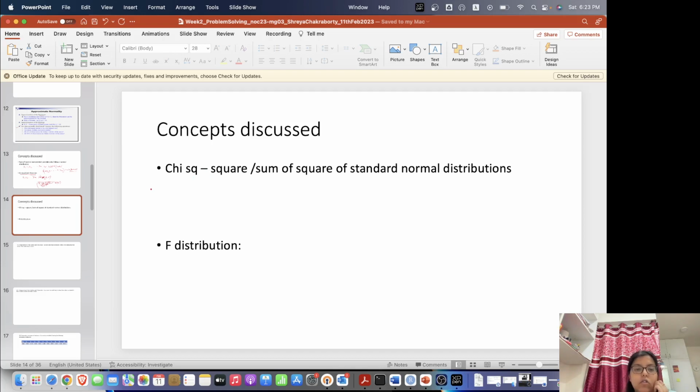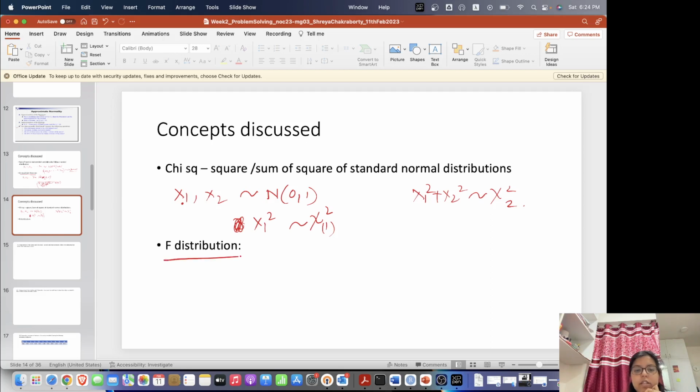And also we saw two distributions, the names at least, based on the normal distribution. If x1 and x2 both follow normal 0 1, then x1 square would follow a chi-square 1 distribution. If x1 and x2 are independent, then x1 square plus x2 square follows a chi-square 2 distribution. The small number I am writing in brackets is nothing but the degrees of freedom, or df.